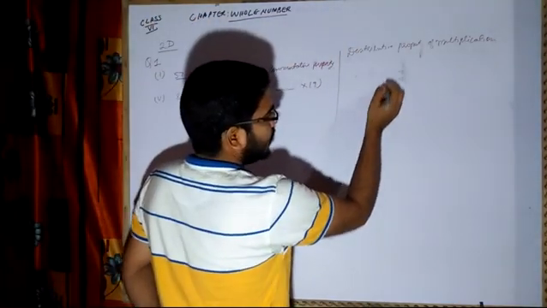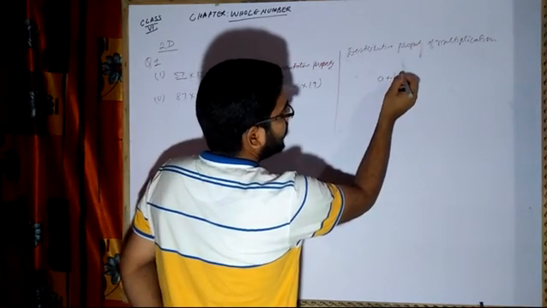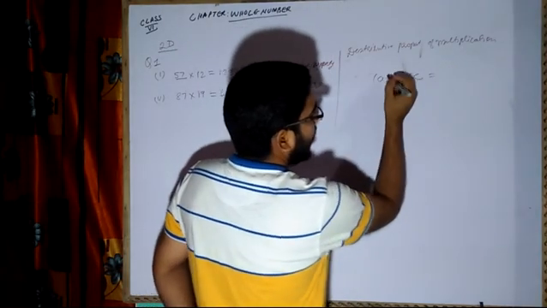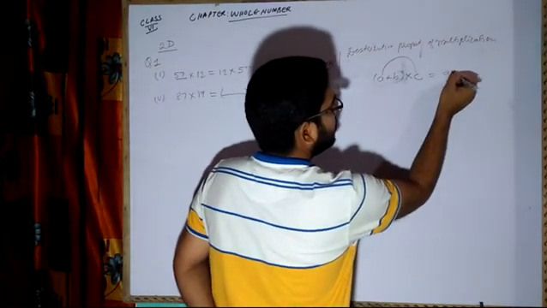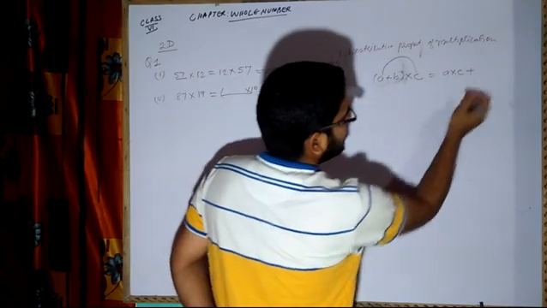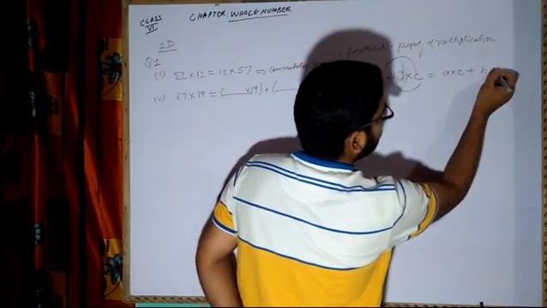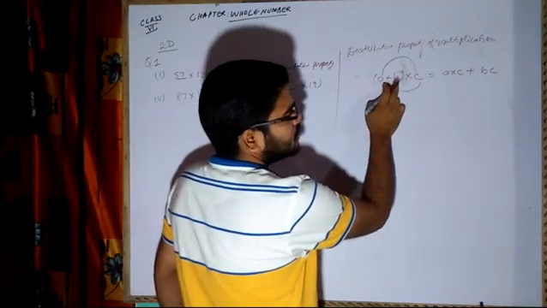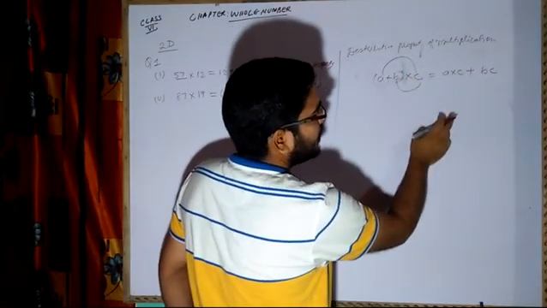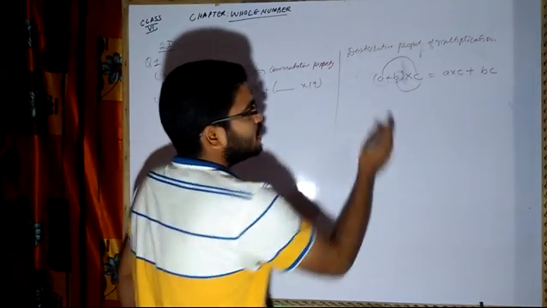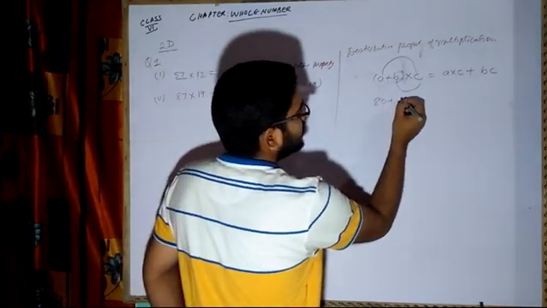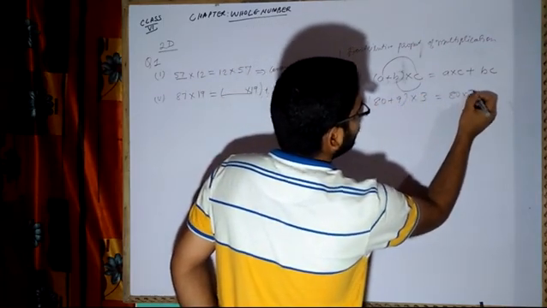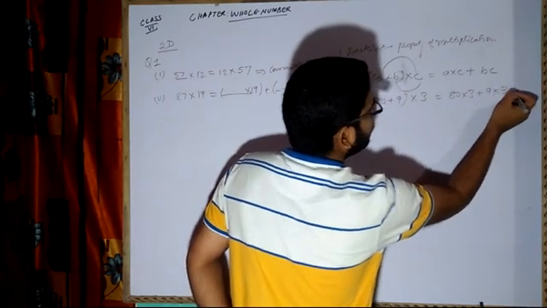What is the distributive property of multiplication? Suppose I have a plus b multiplied with c, then what can I write? I can multiply a into c, and this plus sign will remain as it is, and then b into c. A plus b into c can be written as a multiplied by c plus b multiplied with c. Suppose I have 80 plus 9 multiplied with 3. So I will write 80 into 3 plus 9 into 3.